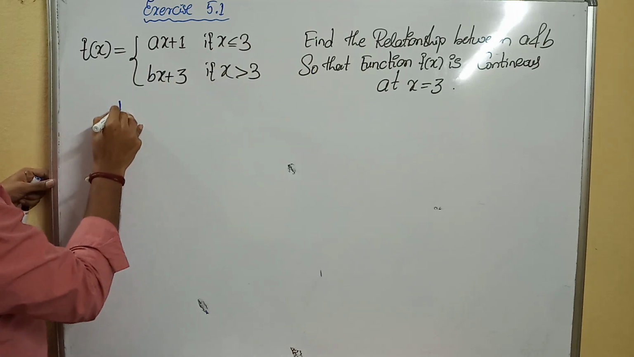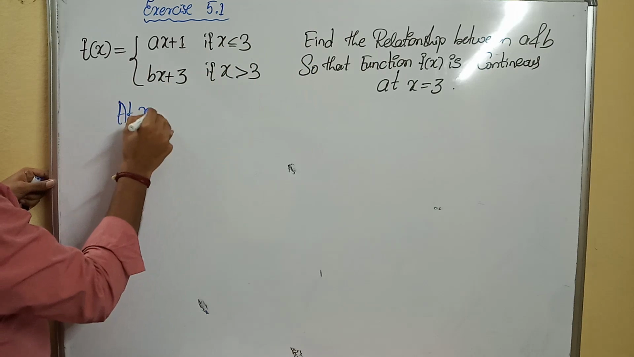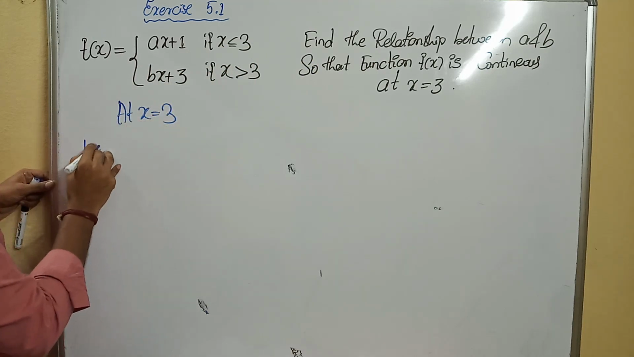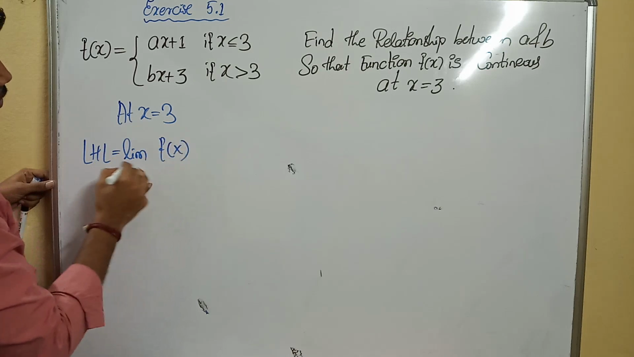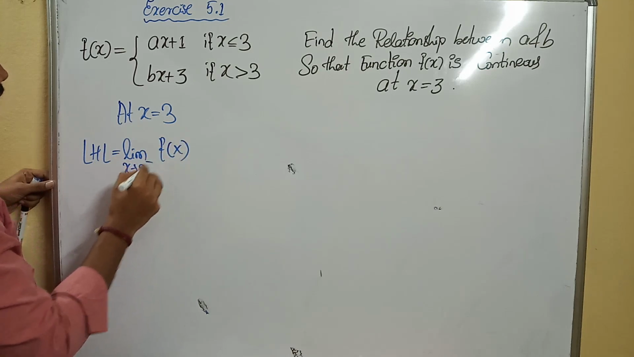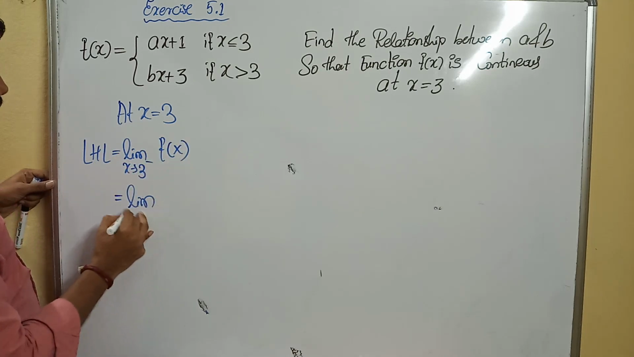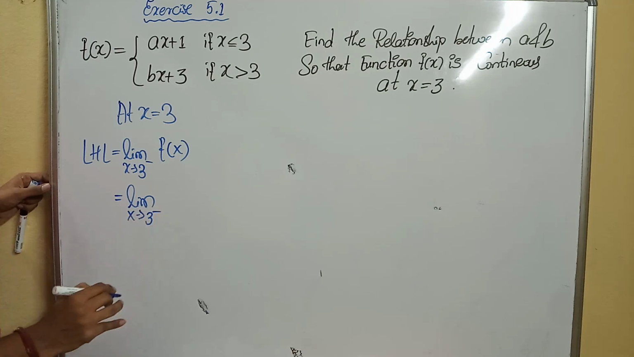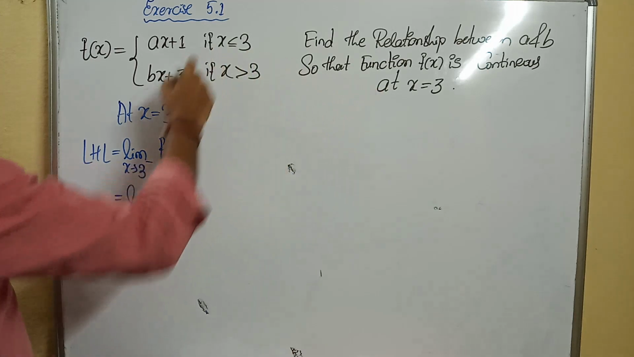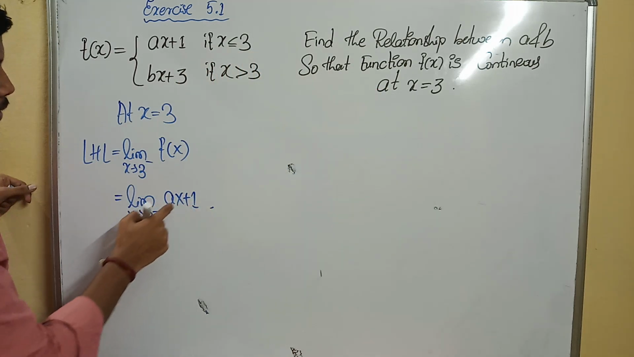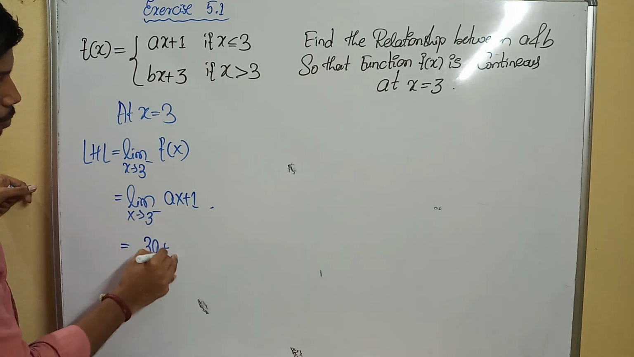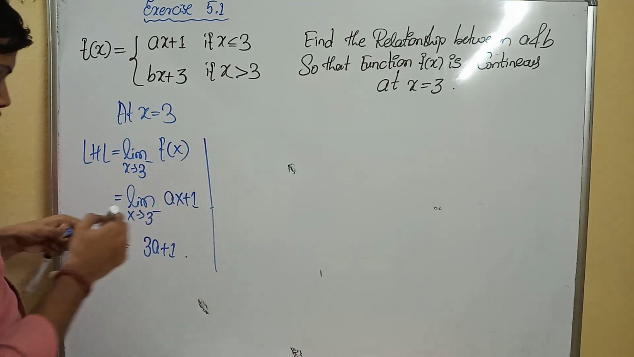Just we need to define for what values of a and b it is continuous. Okay, I'd like to define at x equal to 3. What is the LHL value? The limit of f of x as x tends to 3 minus. Can you say? Less than 3, it will be ax plus 1. X is replaced by 3, it is 3a plus 1. It is our LHL part.